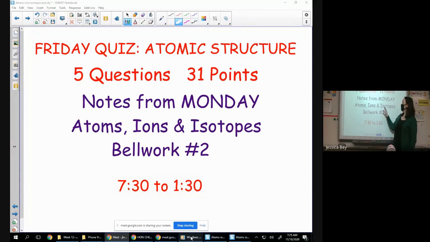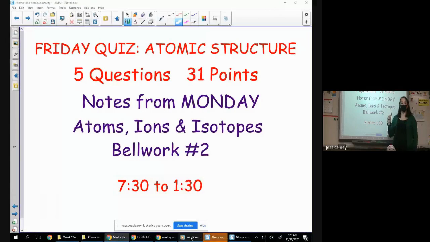Also, you might see one more atoms, ions, and isotopes. You'll have to count it and be able to fill in the same chart you're filling in now. So make sure you know how to do that. And then you'll see an almost exact replica of bell work number 2.